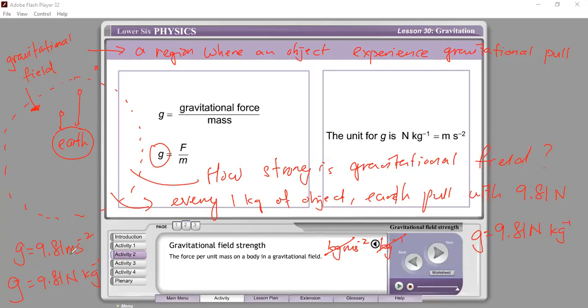If g equals 9.81 ms-2, this g represents the gravitational acceleration. If g equals 9.81 Newton per kg, this g represents the gravitational field strength. Gravitational field strength means how strong the gravitational field is, how much force the Earth provides. So for every 1 kg, the Earth will attract with 9.81 Newton. That's all.